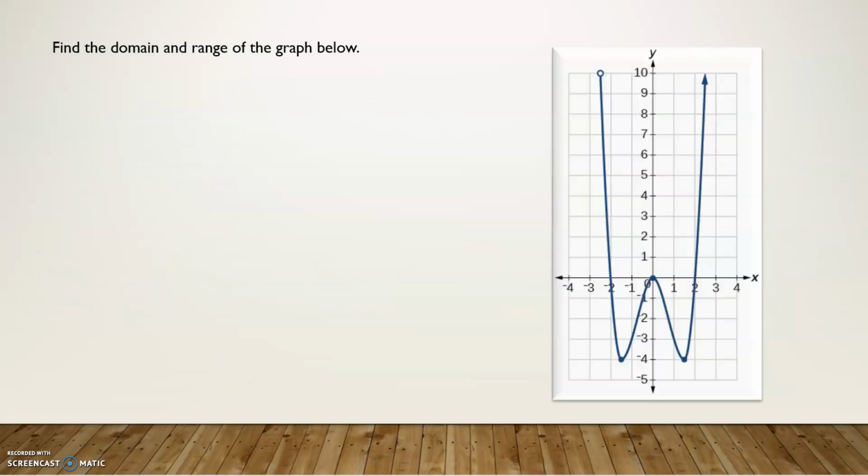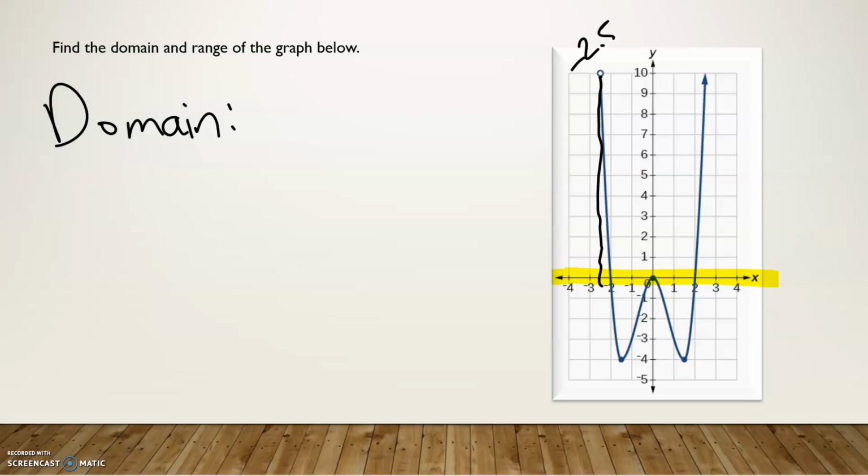Okay, now let's look at this one. So our domain. We've got to look at our x values here. It looks like it's about, what is that, -2.5. Because if you bring this down to the x-axis, about there. So that looks like a -2.5 for this one. I'm going to write that up here for right now. And then it looks like it keeps going.